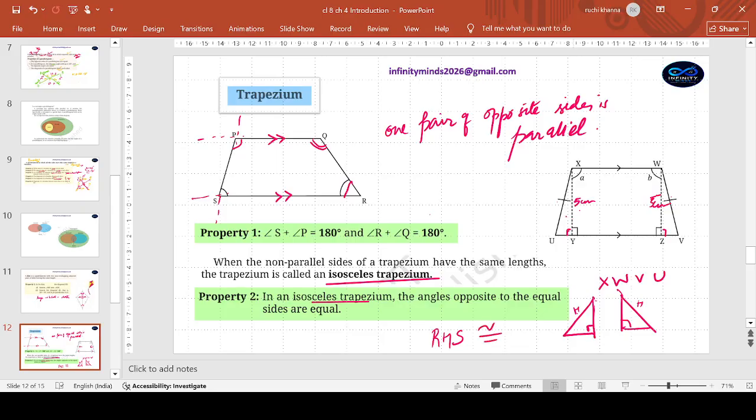So through RHS, logically, the triangles are congruent, and once triangles are congruent, by CPCT, the angles are equal. So angle U is equal to angle V in this case. What we mean by saying angles opposite to equal sides are equal: these are the equal sides, the angle opposite to this equal side is angle U, and the angle opposite to the other equal side is angle V, which gives the equality of angle U and angle V. Clear?